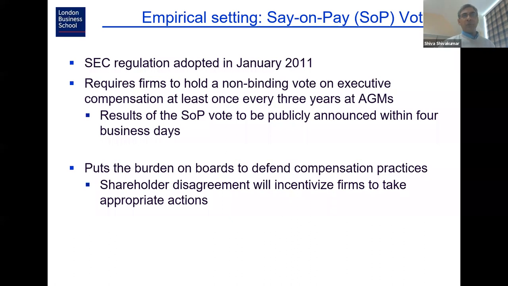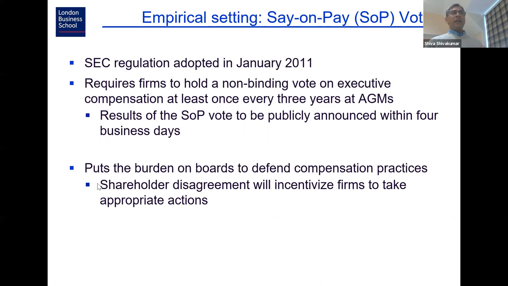So effectively, what the say on pay voting has done for the firms is now the firms and their board of directors have to defend the compensation practices for their executives to the shareholders. They need to explain to the shareholders why they came up with that specific executive compensation package and what were the reasons why they justified the particular pay that was given to the senior executives in the company.